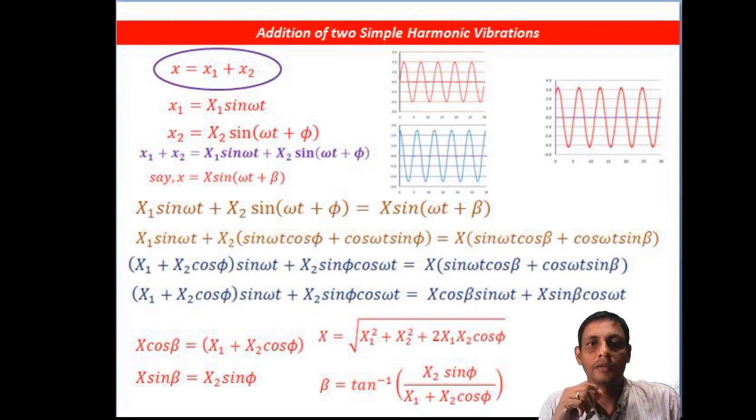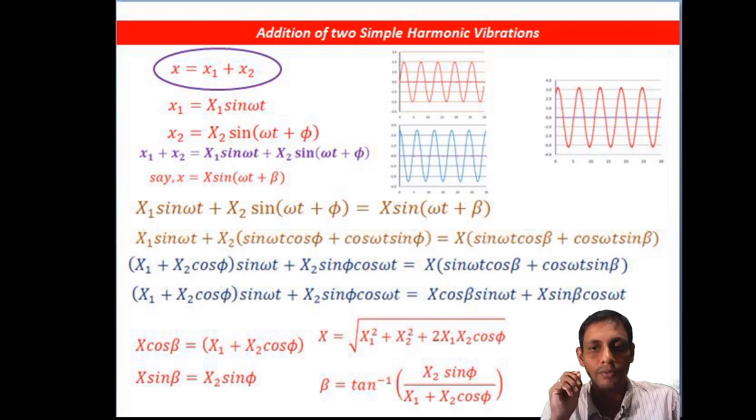Hi, today we are going to discuss the addition of two simple harmonic vibrations. That means the objective of this particular presentation is to find the value of x. What is x? x is x1 plus x2. What is x1? x1 is capital X1 sin omega t.